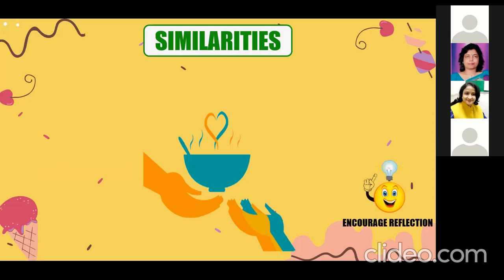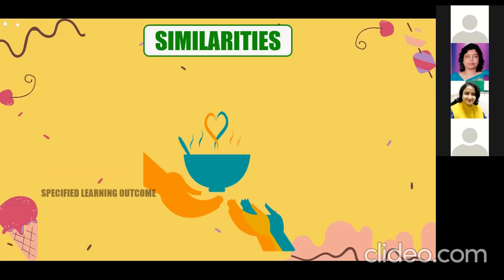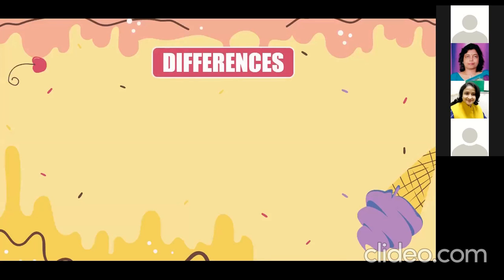The activity also helps the learner to reflect upon what they have performed. And then comes another similarity: every game or every activity should have a specified learning outcome. And this is equally possible with the activity also. Now, having understood the similarity between games and activities, let us find out what could be the differences between a game and an activity.